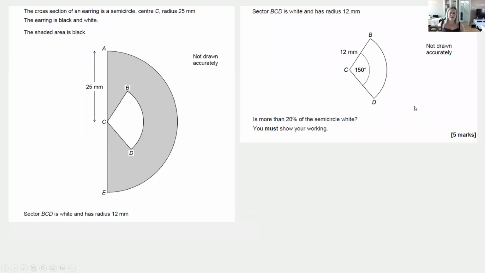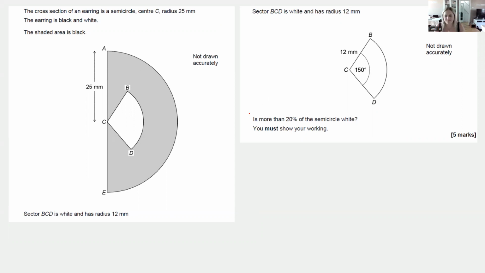Last question. This is the hardest one I found, and it's probably not even that bad because it looks okay. So you've got the cross section of an earring, a semicircle with a center C and a radius of 25 millimeters. The earring is black and white. The shaded area is black. Sector BCD is white and has a radius of 12 millimeters, and that's shown on the other side. It says, is more than 20% of the semicircle white? Let's have a look.